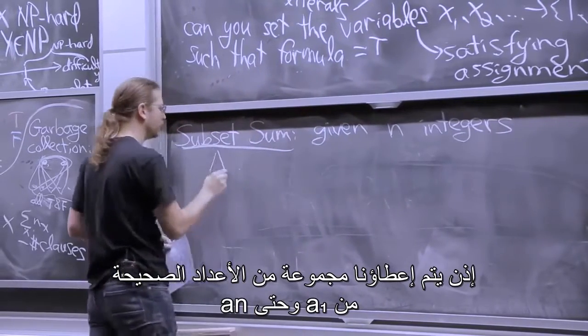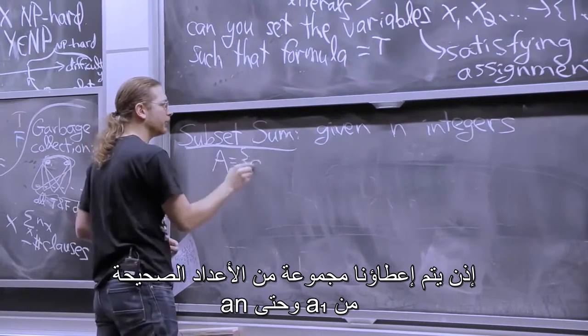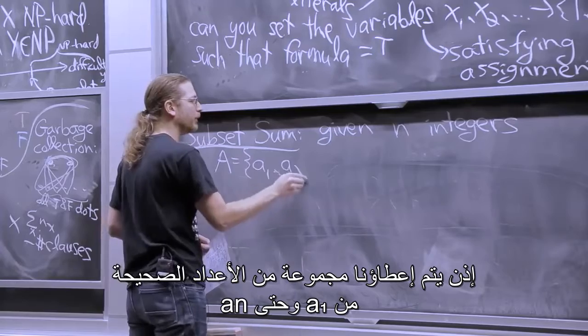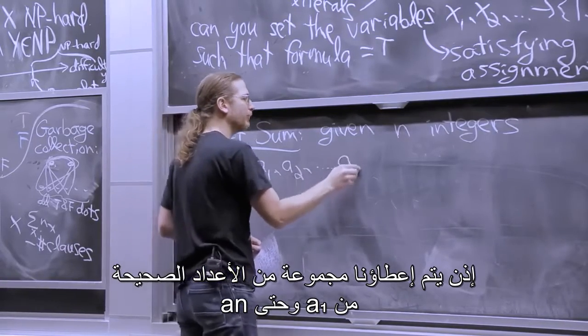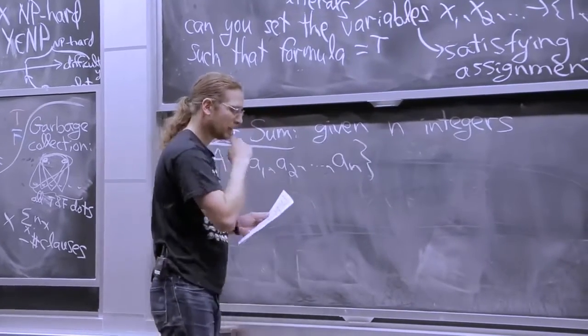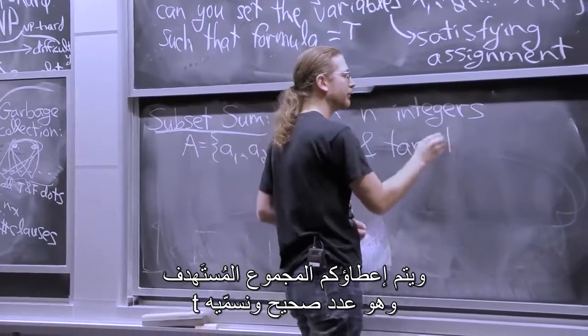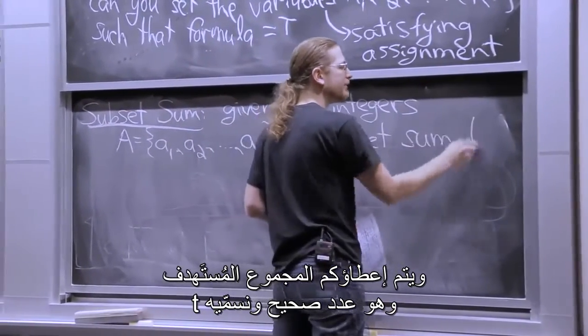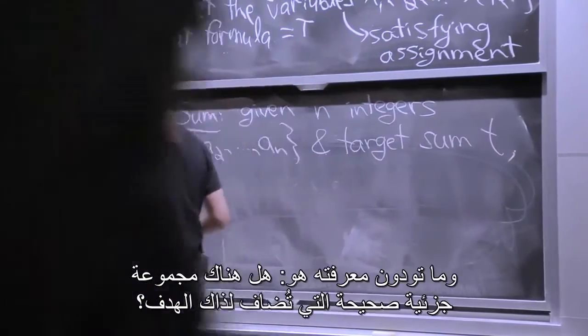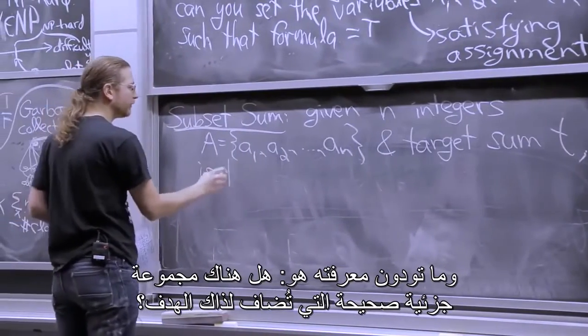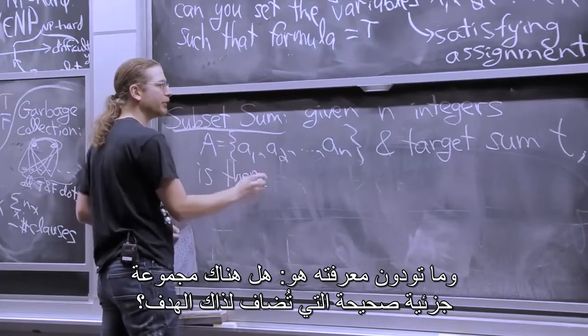So you're given n integers, a1 up to an, and you're given a target sum, also an integer, call it t. What you'd like to know is, is there a subset of the integers that adds up to that target?